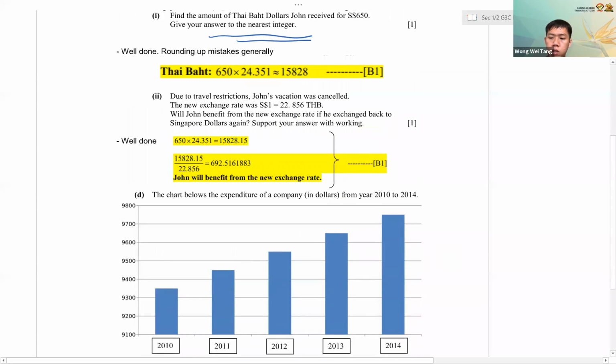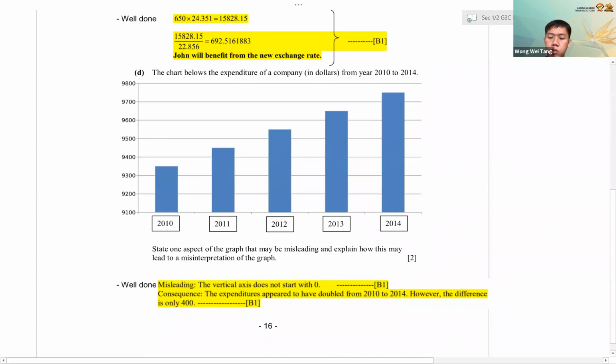So part 2 was also well done, not going to go through. Misleading question, also well done. So in this case, it's the very common one. Vertical axis does not start from 0. The expenditures appear to have doubled. You choose 2 of them.